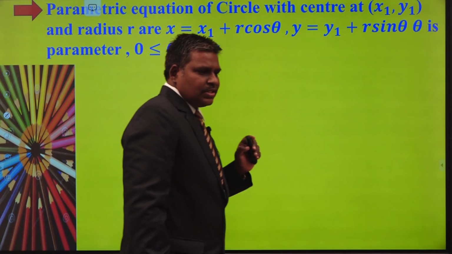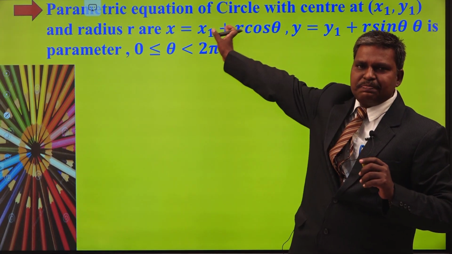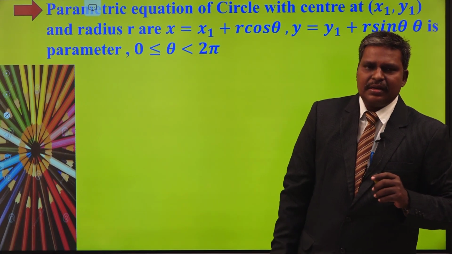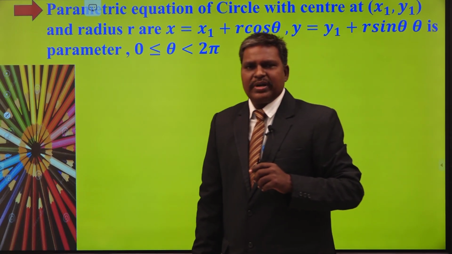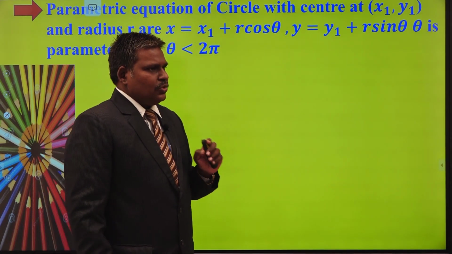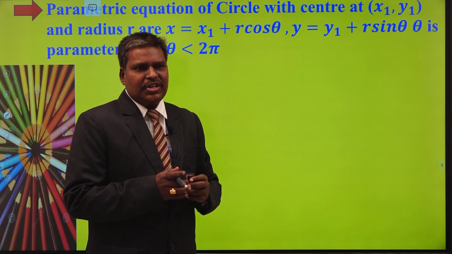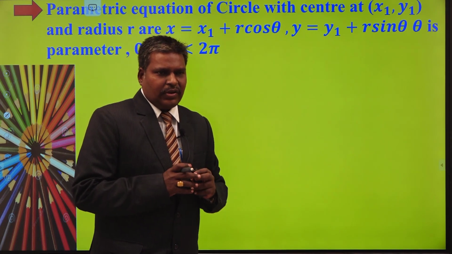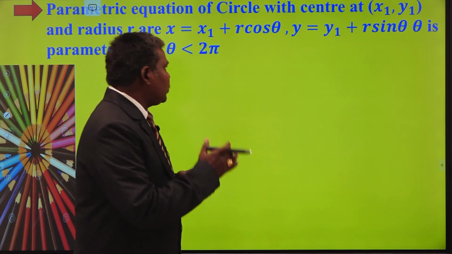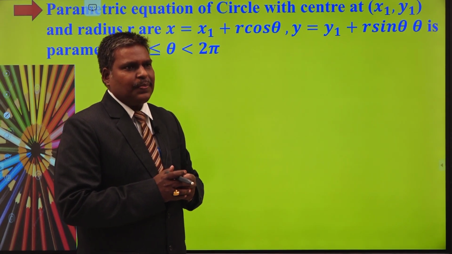My dear students, we are entering the next concept. This is parametric equations of circle. A very, very important concept. My first question is, you have the circle, you know how to write the equation of circle, whatever it may be. Why do we need another way of writing the equation of circle, that is the parametric form?